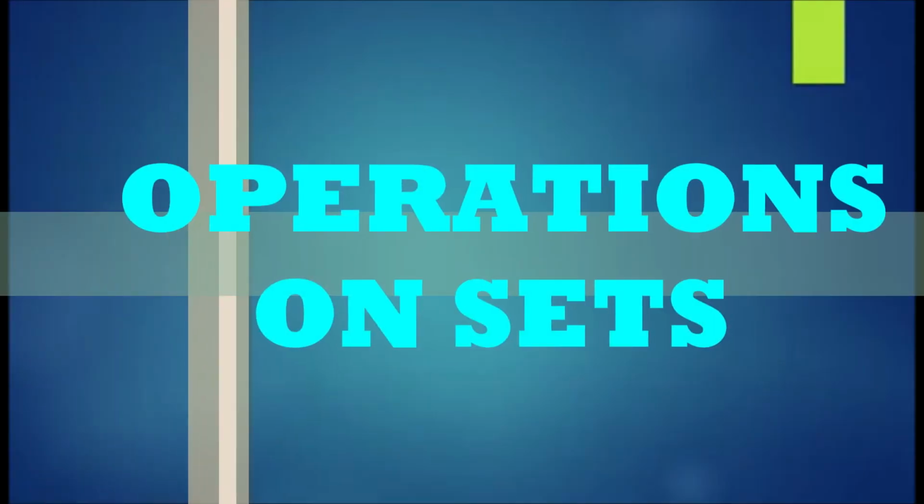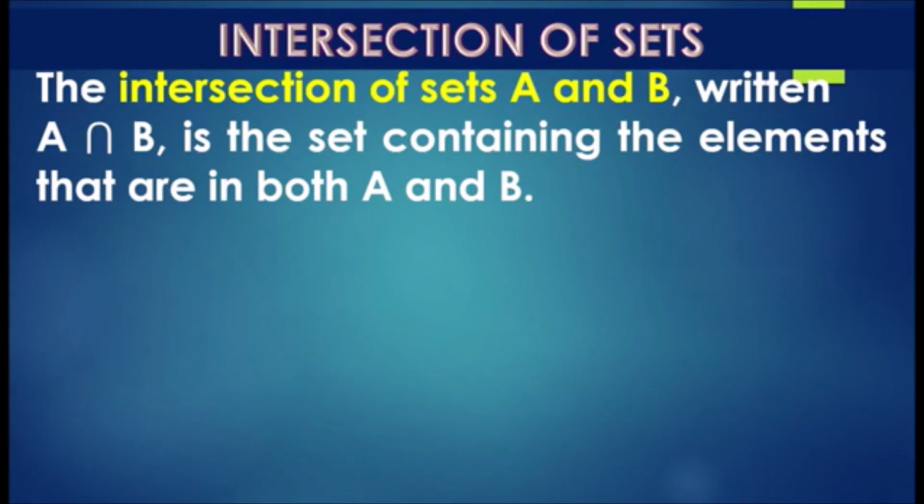Next, we have operations on sets. First, we have the intersection of sets. The intersection of sets A and B is written as A ∩ B. Take note of that symbol, an inverted U. It is the set containing the elements that are in both A and B. In short, elements that are common to two or more sets.